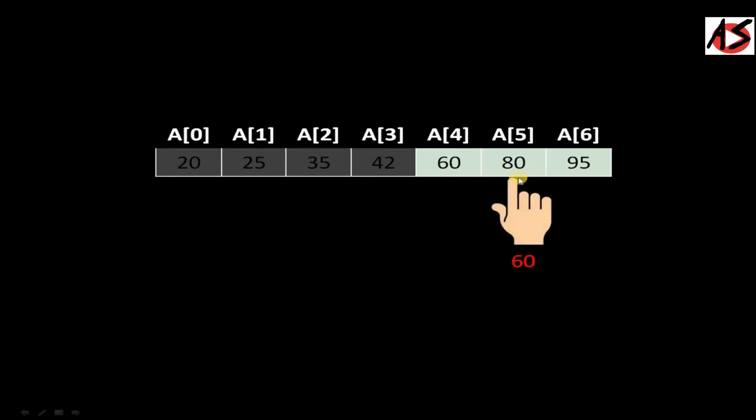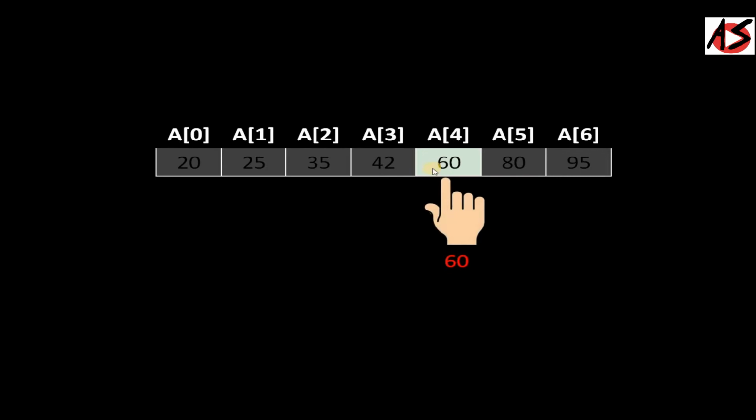In the remaining list you compare your element with the middle one. Is this your element? No. Again you check whether your element is bigger or smaller than 80. Your element is smaller than 80, so you eliminate the possibility after 80. Now you compare with the remaining element and you will find your element. So this is a faster technique than the linear search, and this technique is known as binary search.